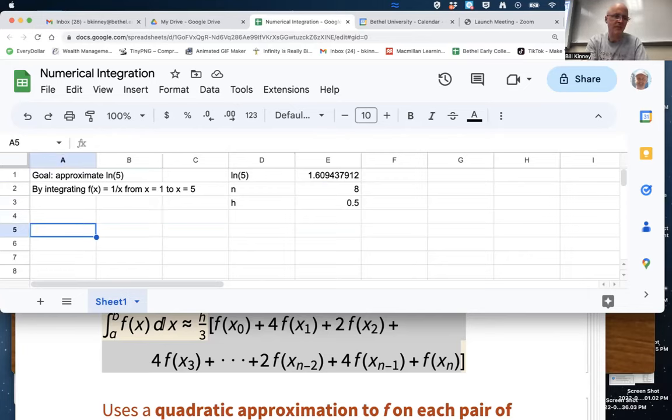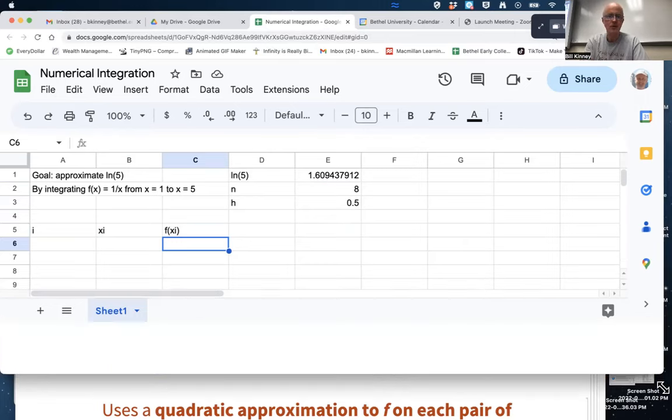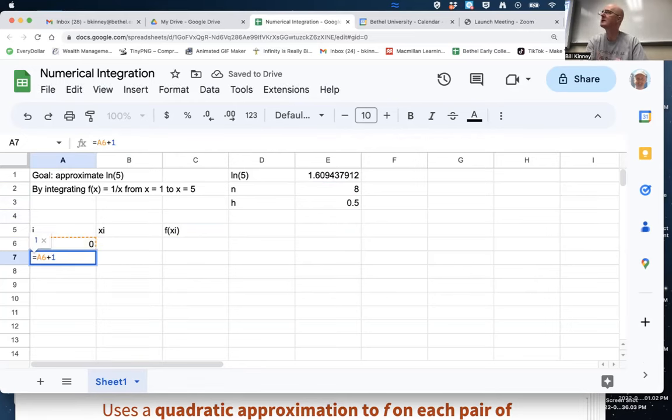I could make a column for the i values, the xi values, f of xi. That's probably a good way to start. I is going to start at 0 and go up to 8. Take what's in A6 and add 1 to it. Copy and paste it down. One more.